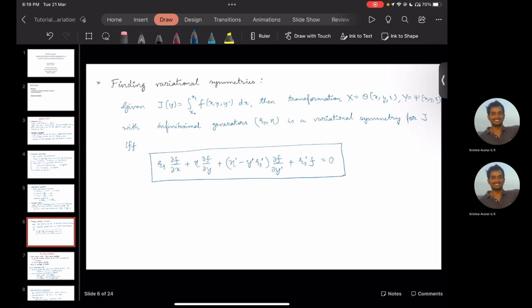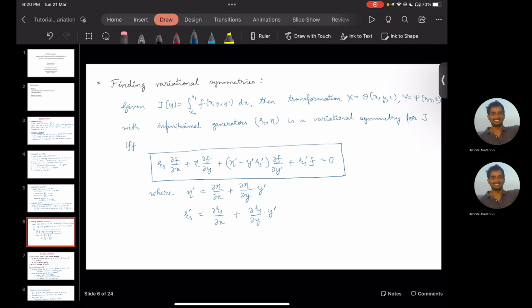If xi times partial f by partial x plus eta partial f by partial y plus (eta prime minus y prime xi prime) times partial f by partial y prime plus xi prime f is equal to 0, where eta prime is equal to partial eta by partial x plus partial eta by partial y into y prime, and likewise xi prime is defined as partial xi by partial x plus partial xi by partial y into y prime.